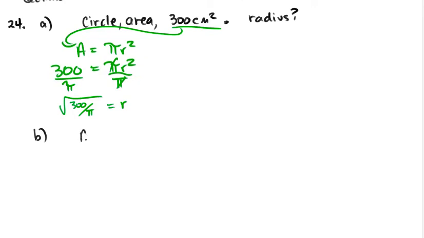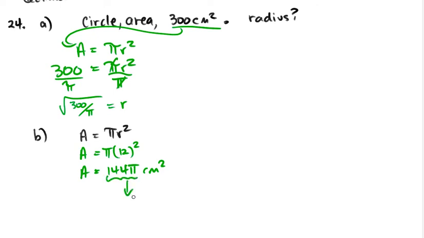For b, we use the same formula, but now we have a radius of 12, so you can calculate the area using your calculator. It's equivalent to 144 pi centimeters squared. And you can get the decimal approximation of that on your calculator.